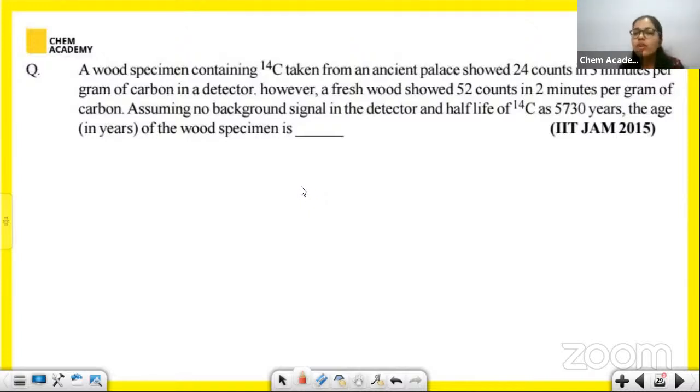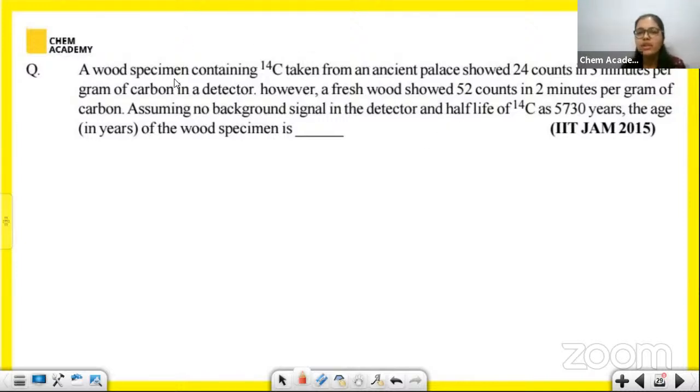Now moving on to the next question. We have a wood specimen. The question is: a wood specimen containing 14C taken from an ancient palace showed 24 counts in 3 minutes per gram of carbon in a detector. However, a fresh wood showed 52 counts in 2 minutes per gram of carbon. Assuming no background signal in the detector, the half-life of 14C as 5730 years, the age of wood specimen is.